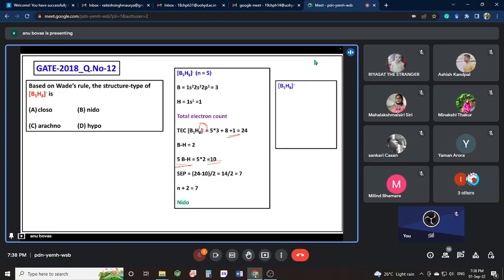Through the other method also, I will just solve this so that you guys don't get confused. If anybody still has confusion, I'll solve the other method also, where we can write B5H8 minus as B5H5H3 minus. So if we remove 3H plus, we will get a total of 4 minus sign, and BnHn 4 minus means it is nido. So either way, we will get nido as the answer, and option B is correct.